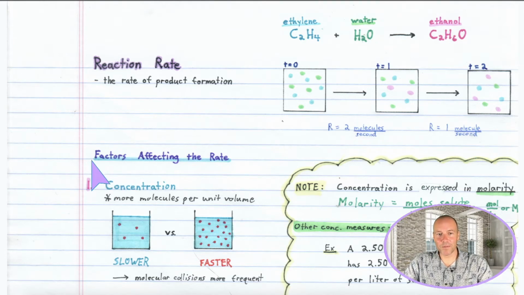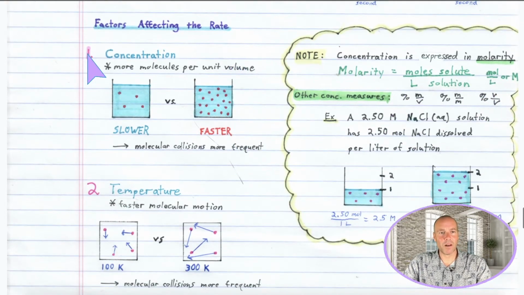And that's actually the first factor that we'll discuss that affects the rate. The rate depends on the concentration. When you have more molecules of reactant per unit volume, it's faster. So imagine a very dilute solution versus a very concentrated solution. When you have more reactant molecules in the container, it goes much more quickly. And the reason is because the molecules are colliding together more frequently.